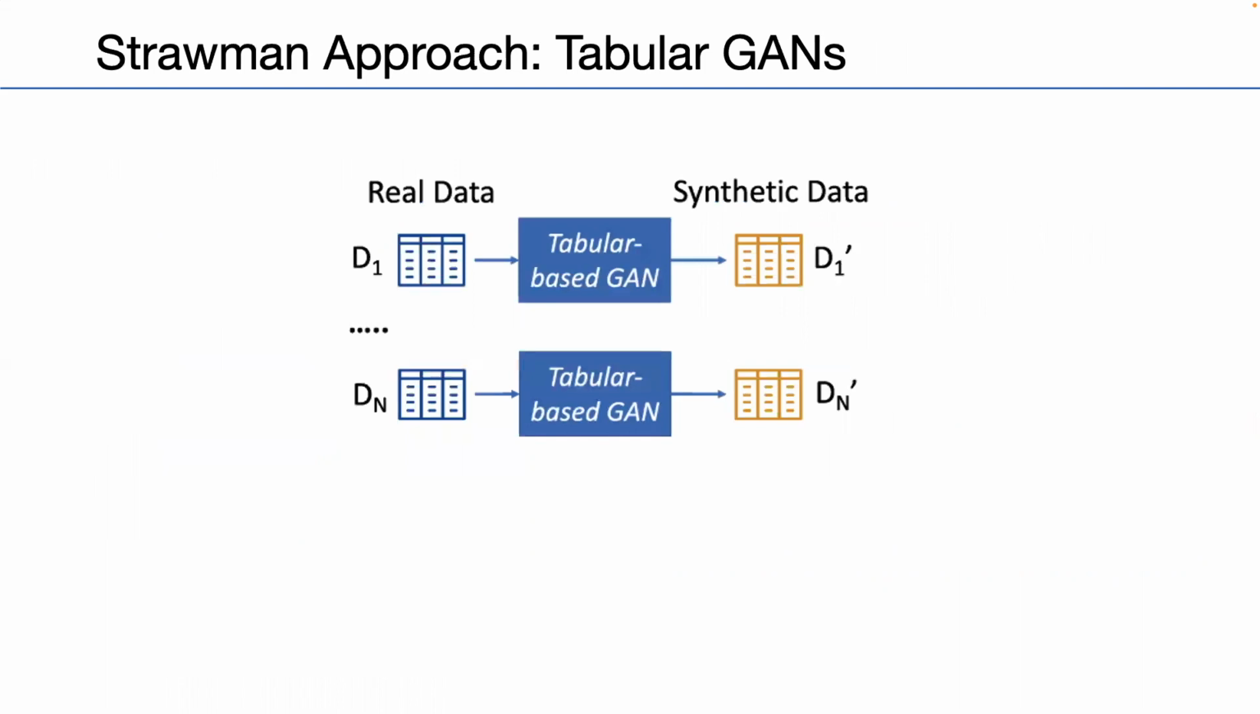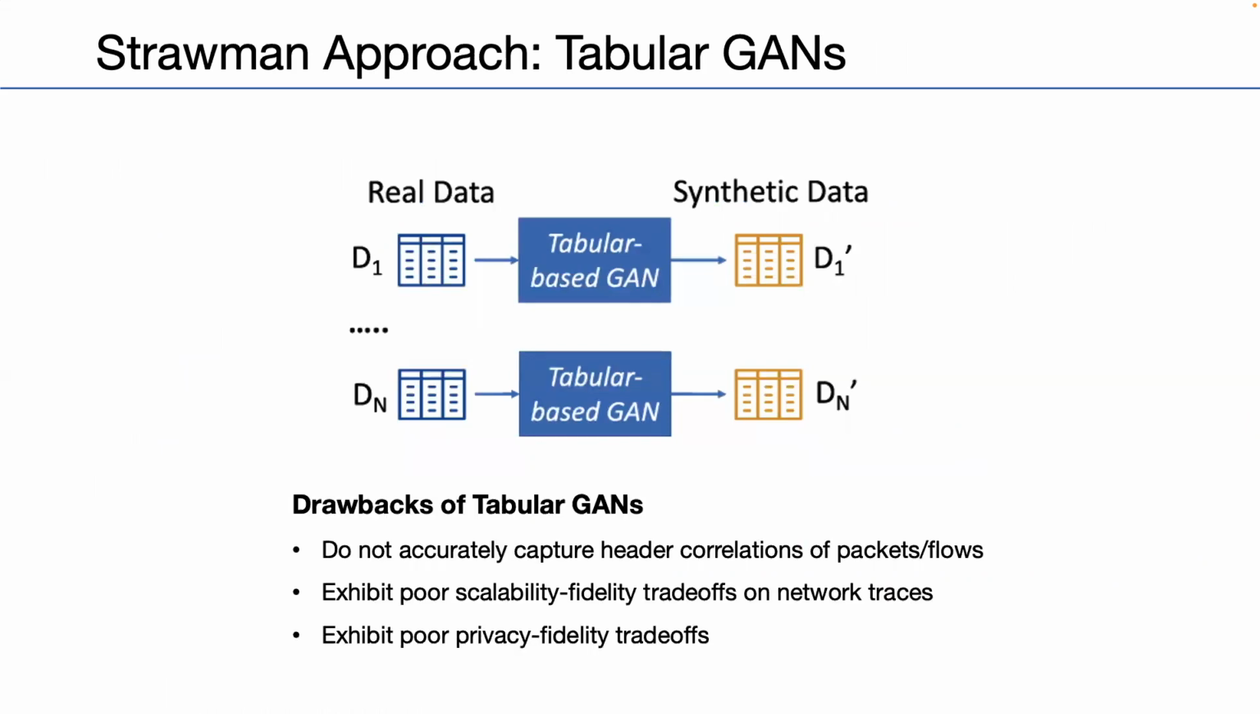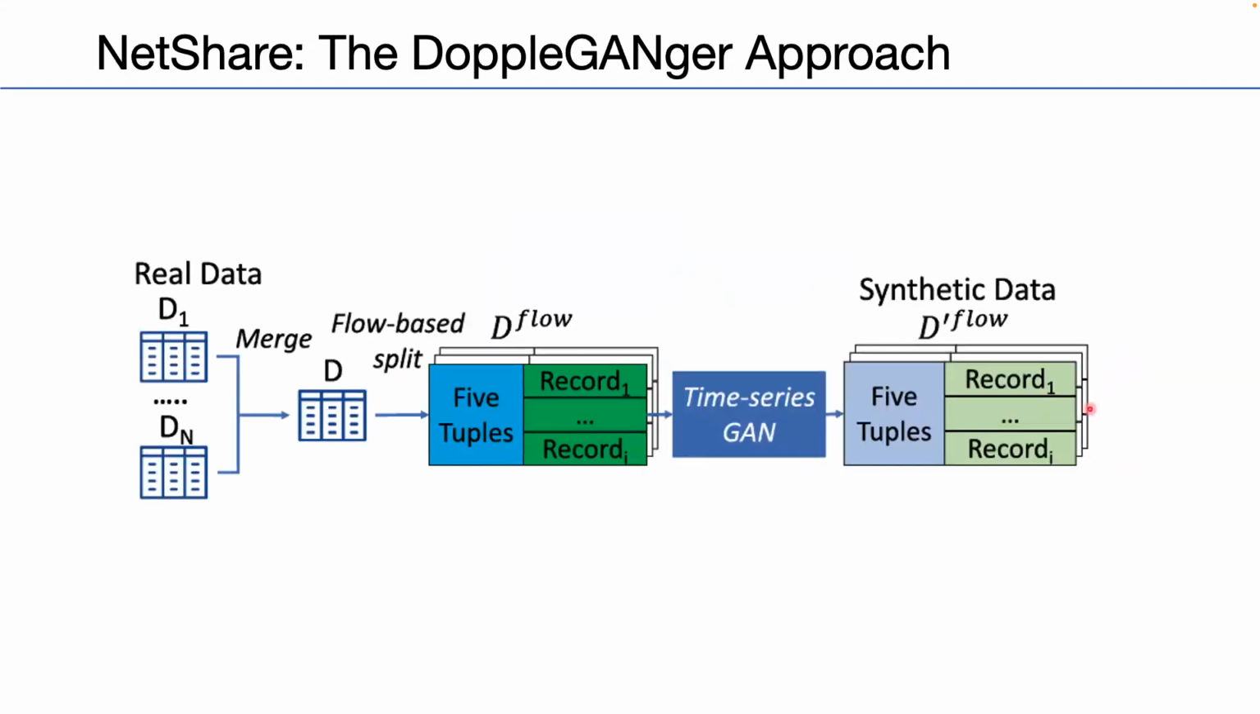Tabular generative adversarial networks, or tabular GANs, is a very popular approach to generate synthetic data using generative models. Here GANs treat packets or flow header traces as tabular data. However, when it comes to generating IP header traces, the tabular GANs have several limitations. Basically, they can't generate high fidelity traces and also they don't perform well on downstream applications. One of the main issues is that tabular GANs cannot capture the temporal dependencies and correlations present in the IP header traces. To address these issues, the authors formulate this problem as a time series generation problem.